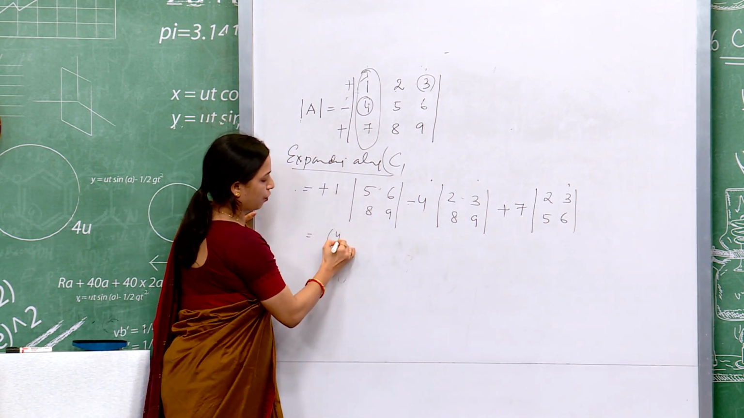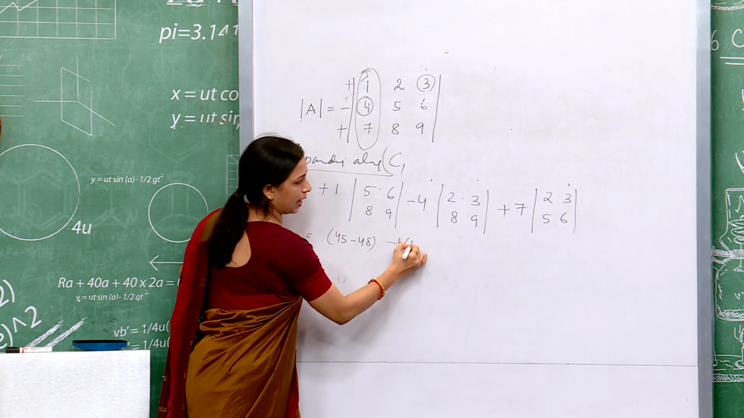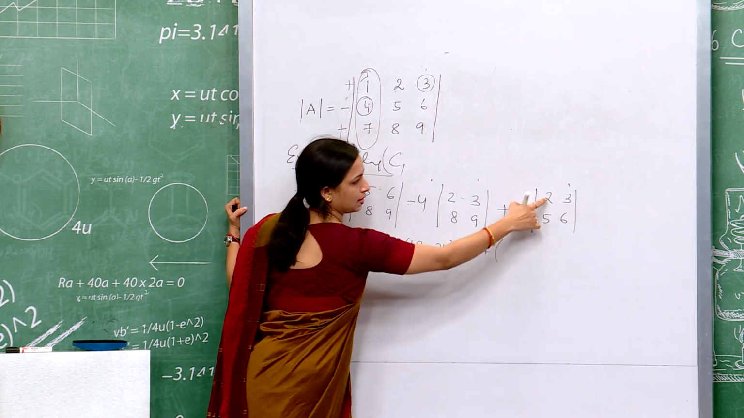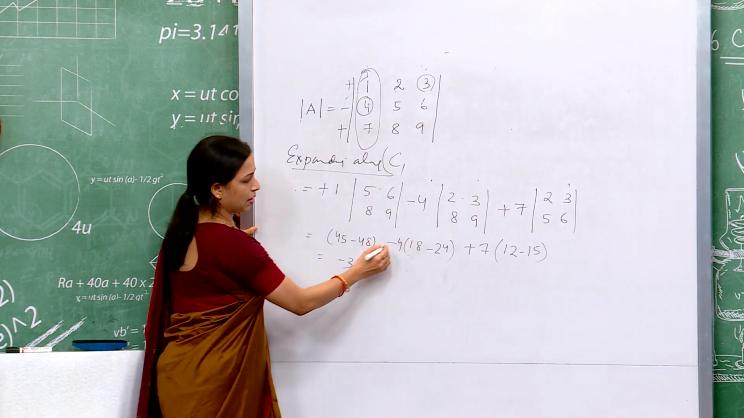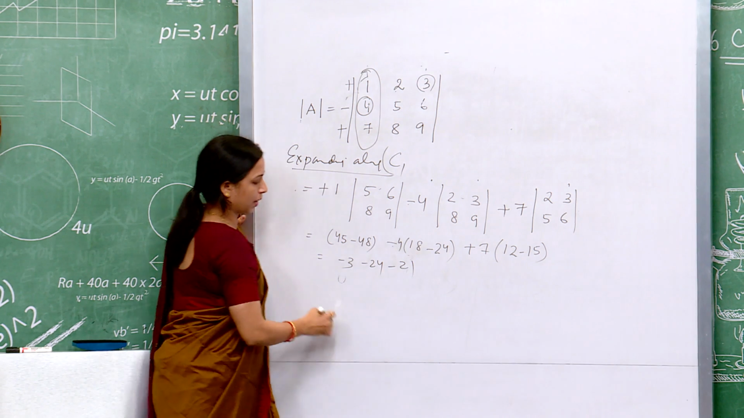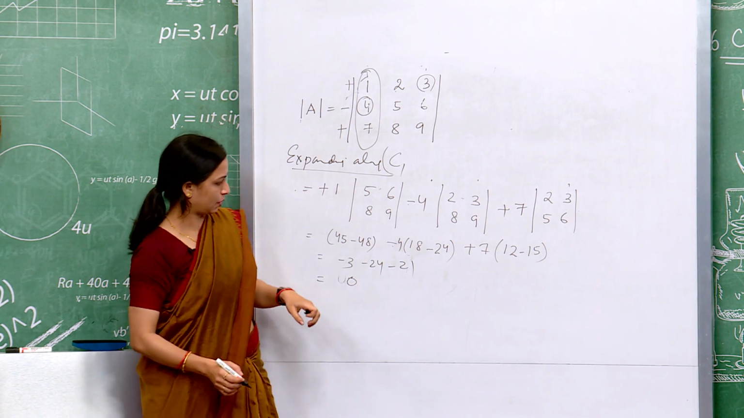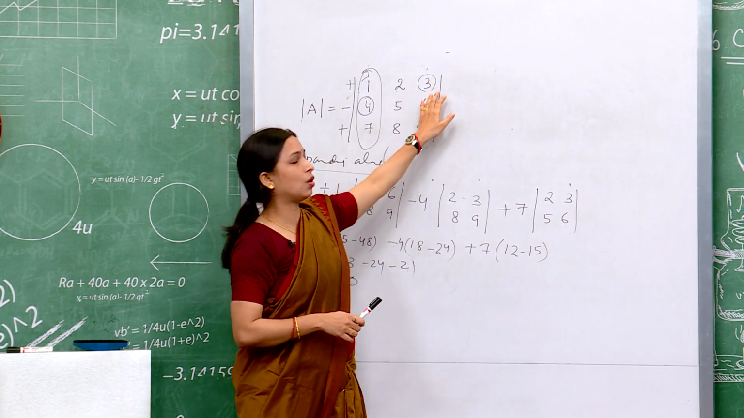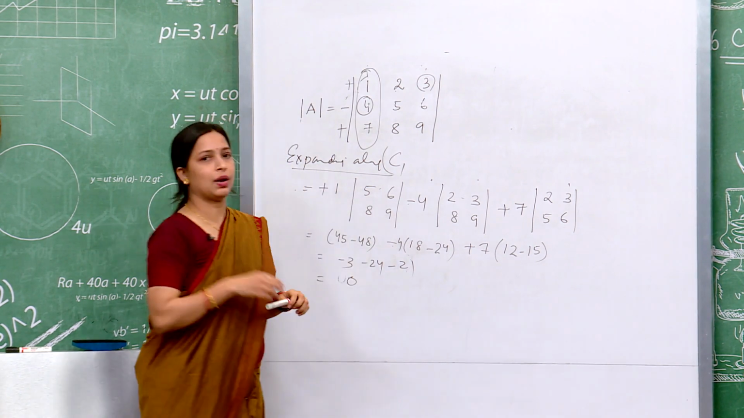Now, it is simple how we find out the value of the second order determinant. So, we get 45 minus 48, this is 18 minus 24, plus this is 12 minus 15. So, we get minus 3, minus 4 into 6 is minus 24, this 7 into minus 3 is minus 21. So, what is the resultant answer? The resultant is 0 again. So, that is the value of the determinant. So, whether we expand it along R1 or column 1, the result will be the same.